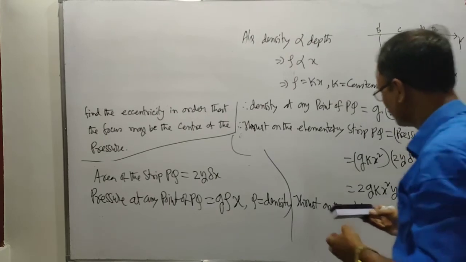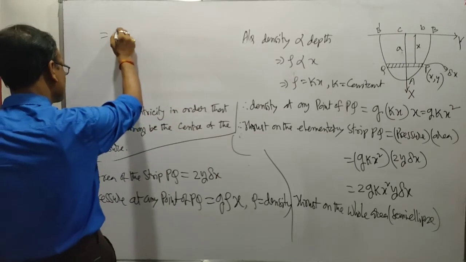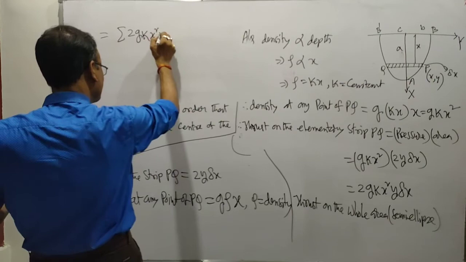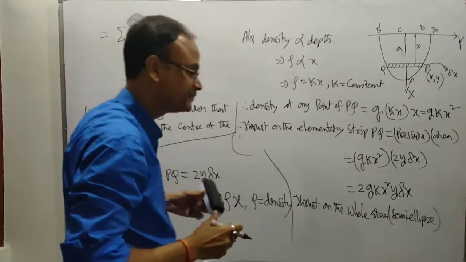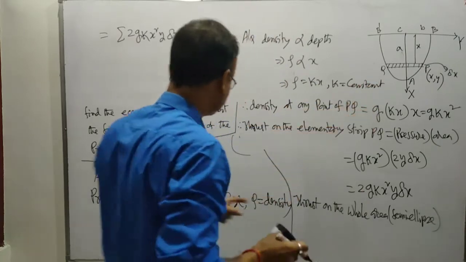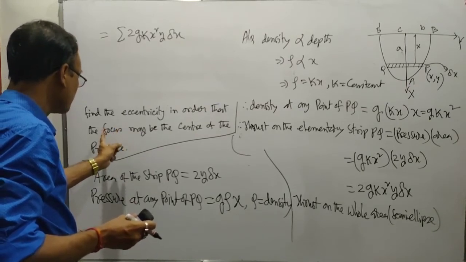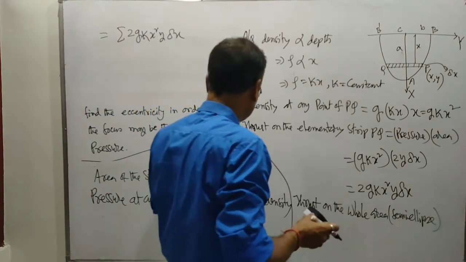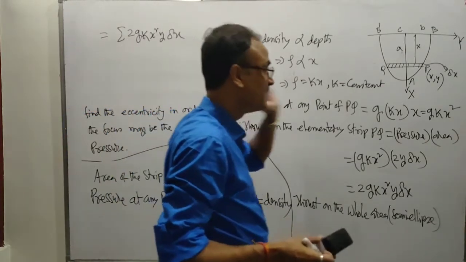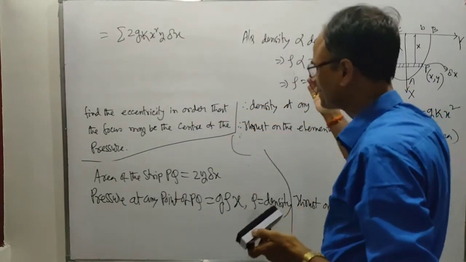Thrust on the whole area, that is the semi-ellipse, is equal to the summation of 2 zk x square y delta x. Now, you are given the eccentricity, and the focus may be the center of pressure.